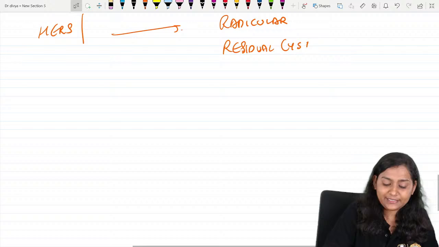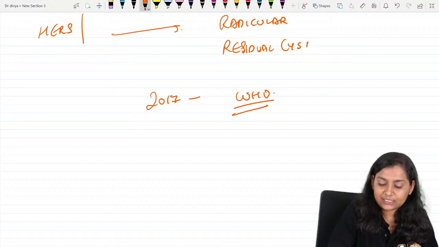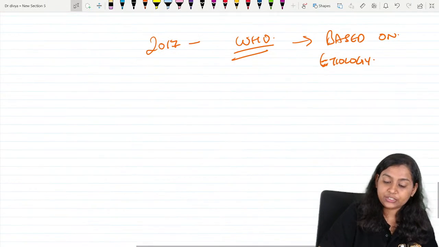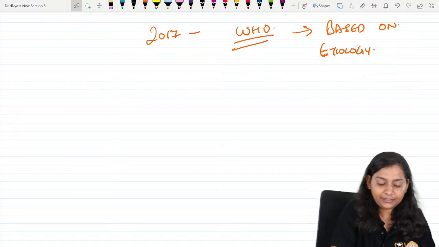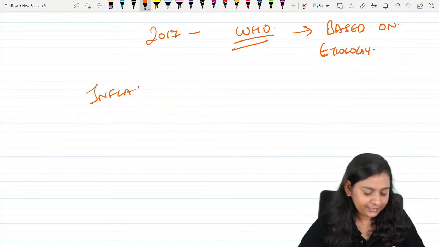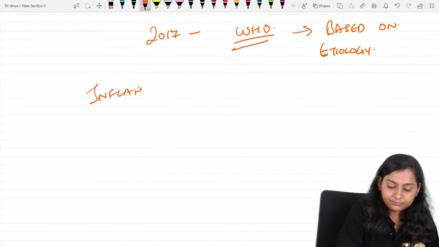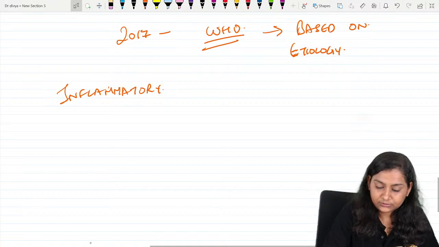Now this is also a very easy classification. This classification is based on etiology. They have divided cysts into inflammatory and developmental. So if you guys have any doubt, you can just comment on the Telegram session and I'll take care of it. Okay. Inflammatory and developmental.